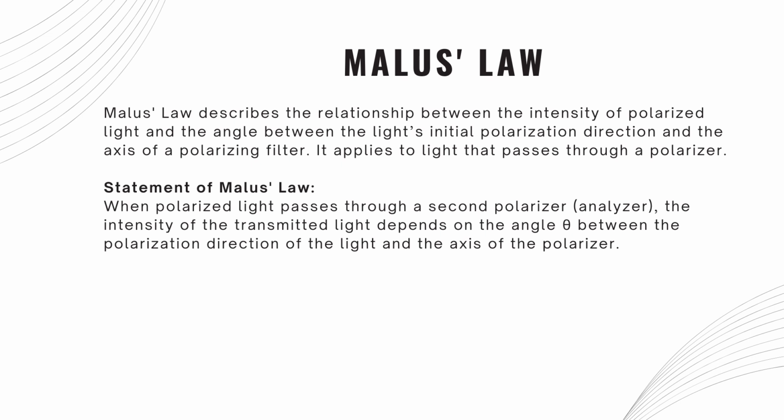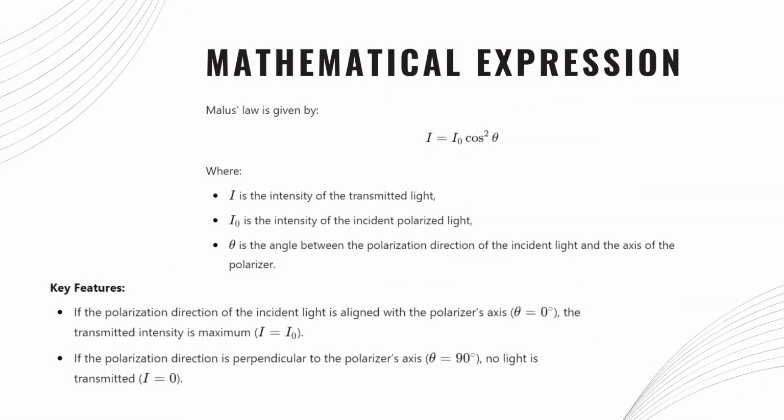When polarized light passes through a second polarizer, the analyzer, the intensity of the transmitted light depends on the angle theta between the polarization direction of the light and the axis of the polarizer. Mathematical expression: Malus' law is given by I = I₀ cos²θ, where I is the intensity of the transmitted light, I₀ is the intensity of the incident polarized light, and θ is the angle between the polarization direction of the incident light and the axis of the polarizer.